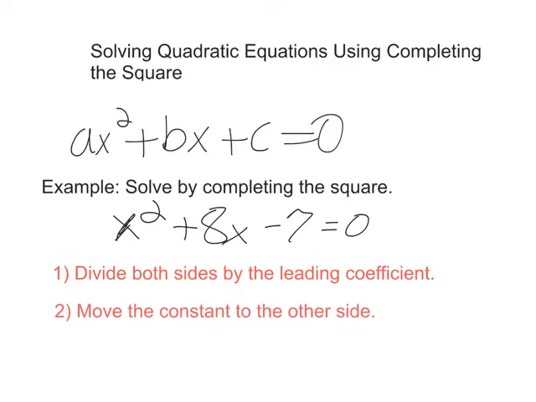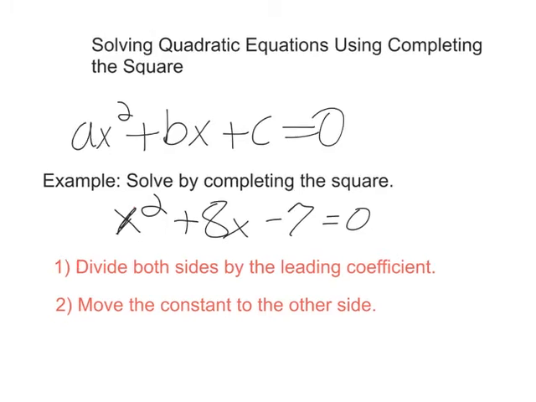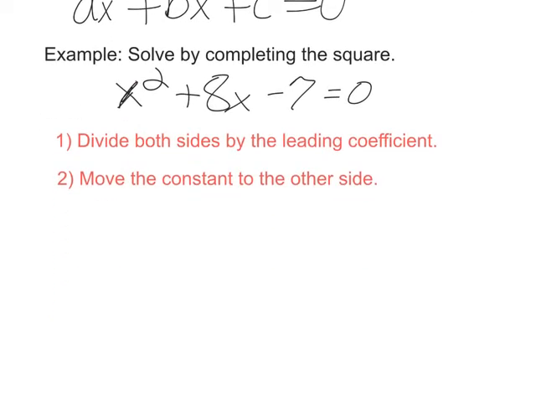After you've divided through by that leading coefficient, or in a case like this, if your leading coefficient is 1 and you don't have to divide through, the next thing you're going to do is move the constant term to the other side. Our constant here is this negative 7, so what I will do is add it to both sides. And so that's going to give me x squared plus 8x is equal to 7.